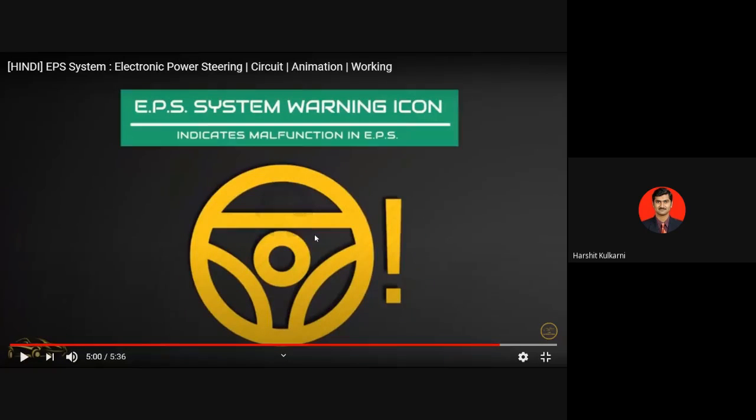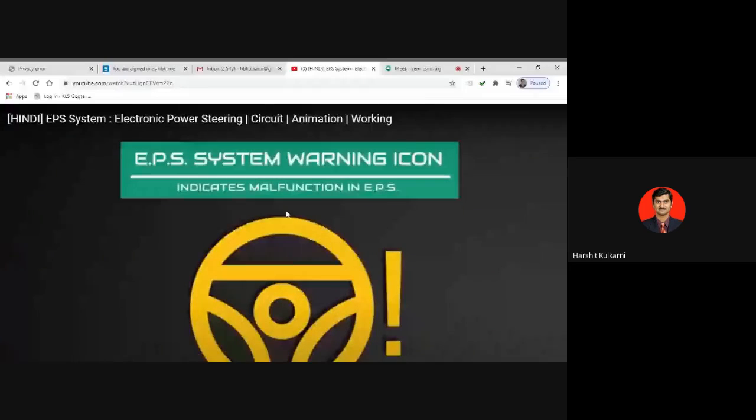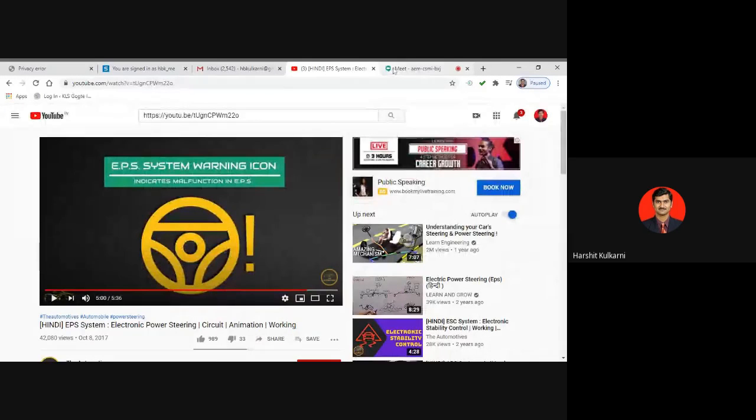I did a small mistake here. I wanted to show you all the hydraulic power steering system first, and then we could have compared it with the electronic power steering system. Okay, so never mind. I will now be showing the hydraulic power steering system video. Just watch that and compare it with the electronic power steering system. So you have just seen the electronic power steering system. Let me take you to that.